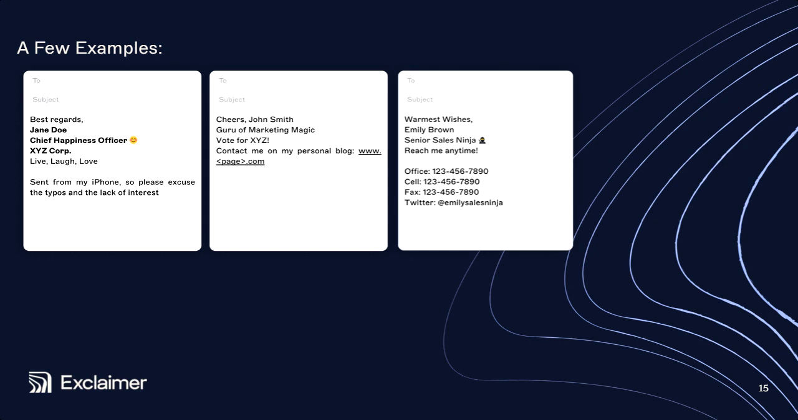Then we have the middle one. Cheers, John Smith, Guru of Marketing Magic. Vote for XYZ. Contact me on my personal blog at www.page.com. So again, there's several problems with this one, starting with the fact that Guru of Marketing Magic isn't a real job title. Then vote for XYZ. Unless your organization has officially endorsed a particular candidate, that's probably not something that should be in an employee's message signature. A lot of organizations try to keep things neutral because the minute that you start promoting one candidate or the other, you alienate 50% of your customers. So probably not a great thing to have in your message signature.